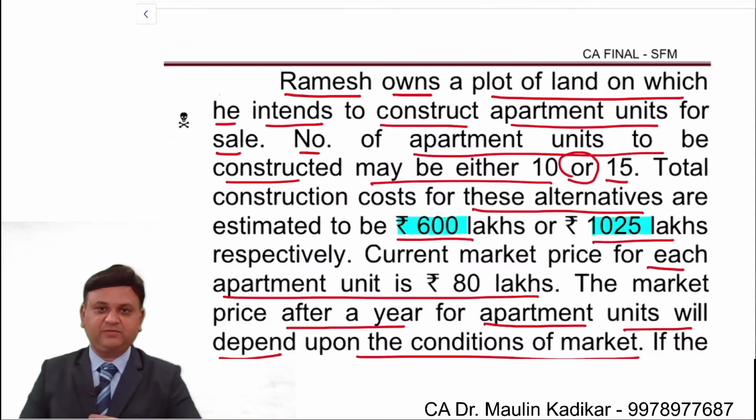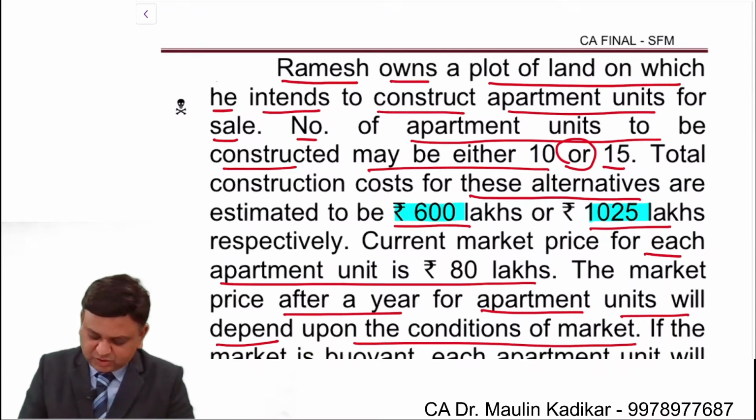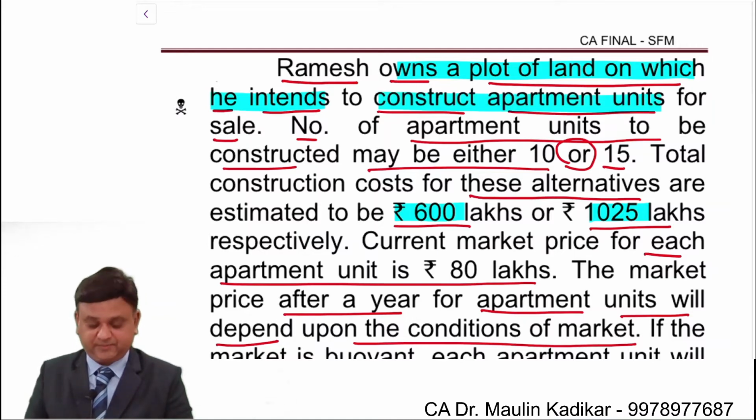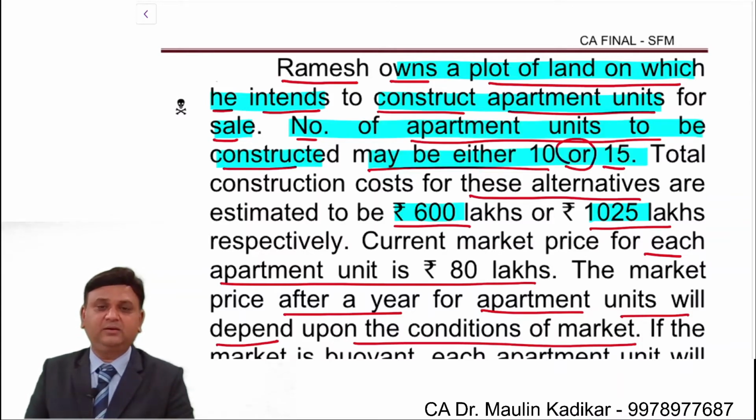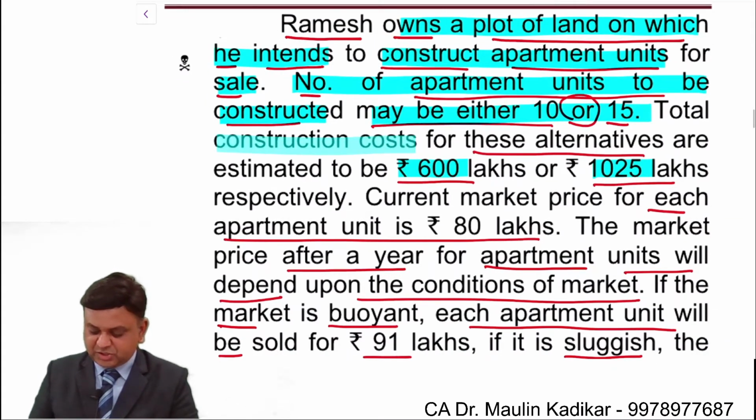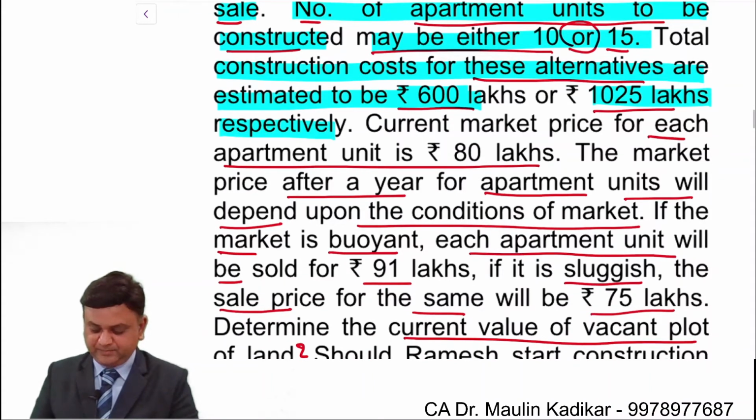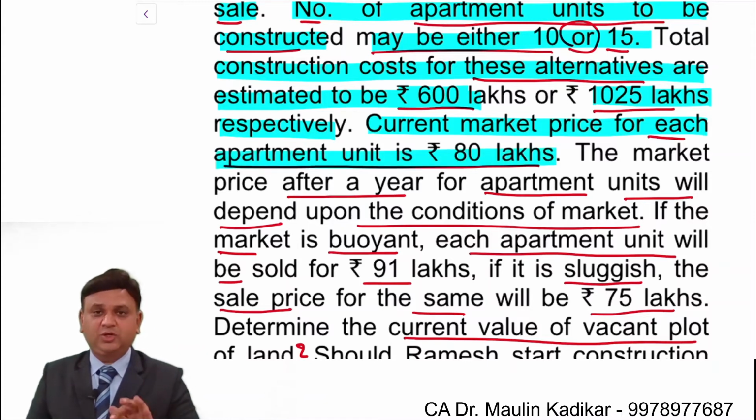I am just reading the question once again. Mr. Ramesh owns a plot of land on which he intends to construct apartment units for sale. Number of apartment units to be constructed may be either 10 or 15. So regarding the number, we have two options. Total construction costs for these alternatives are estimated to be 600 lakhs or 1025 lakhs respectively. The current market price of each apartment unit is 80 lakhs. So right now this apartment unit has a value of 80 lakhs.